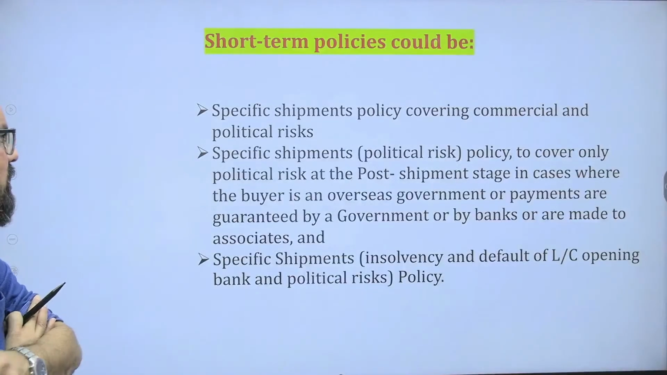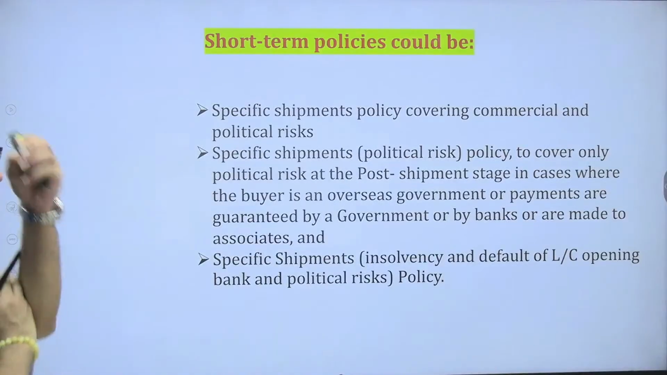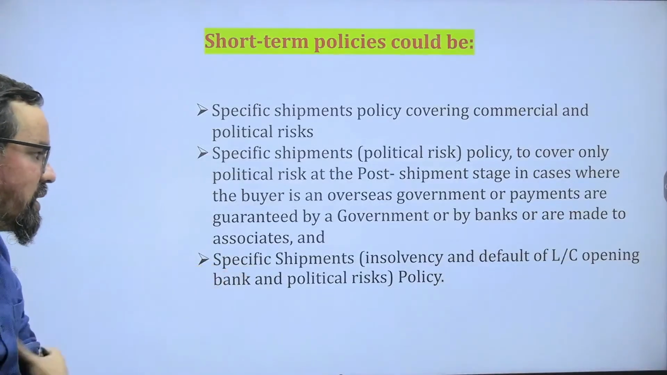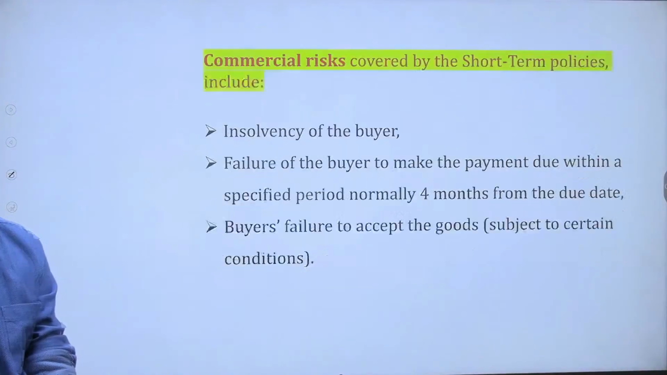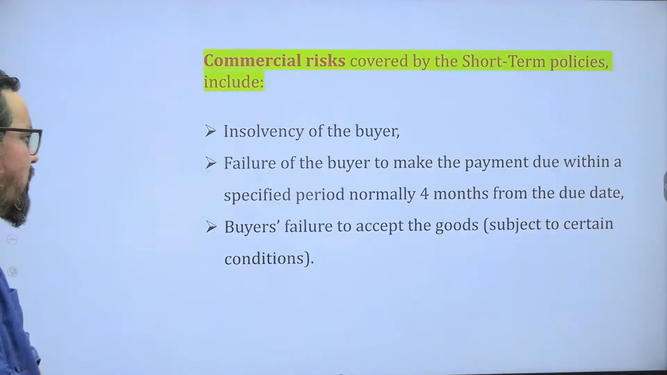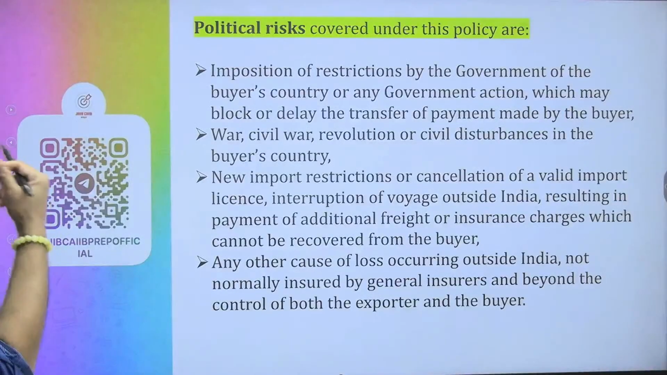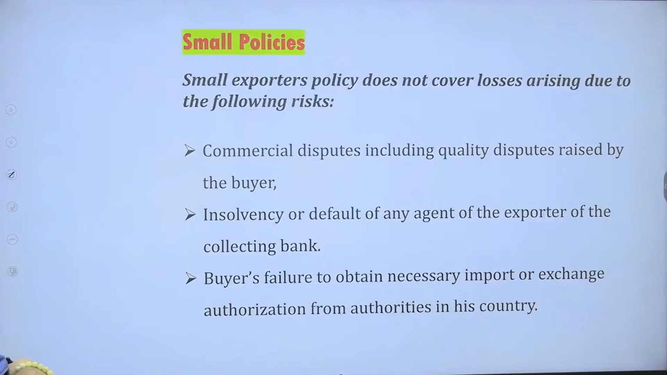Short term policies, specific shipment policy covering commercial and political risk, specific shipments, only political things, and specific shipment, insolvency and default of LC opening banks and political risk, okay, that is commercial risk also. Insolvency of the buyers, failures, basically commercial risk covered by the short term policy, the same one, okay. You will not see much change in this. Political risk covered under this particular policy is the same again, okay, whatever comes under the political risk is generally part of this one.